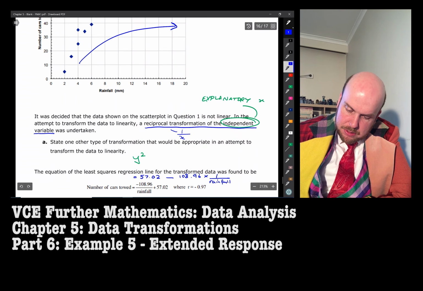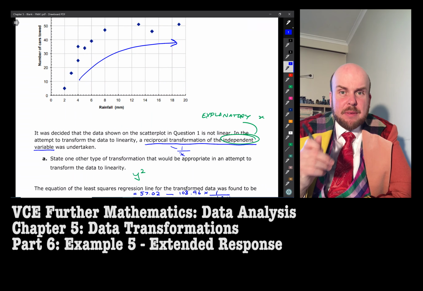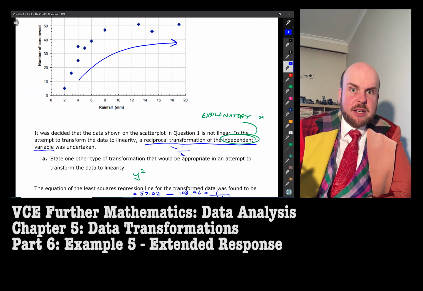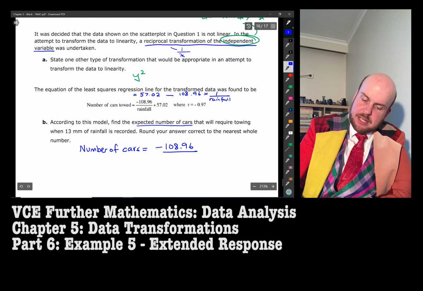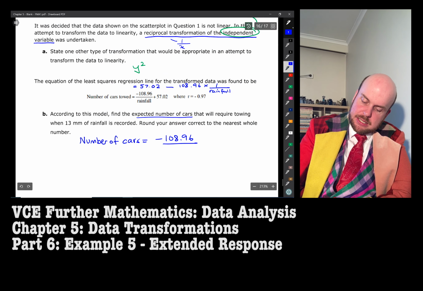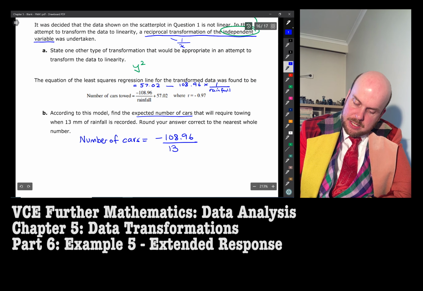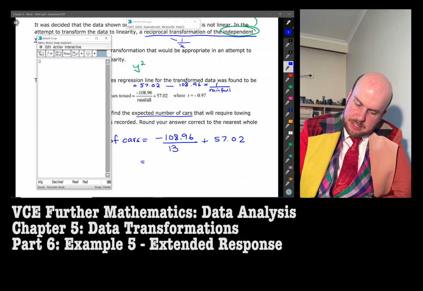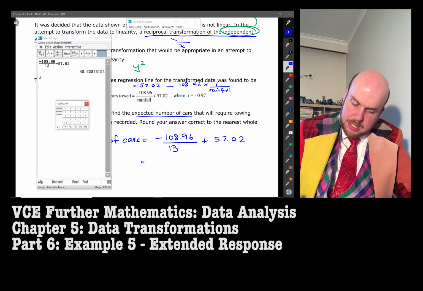Now we need to make sure. Oh, thank goodness. I panic about units, whether or not they're going to be annoying and change the units on you. But yes, it does say millimeters here, it does say millimeters there. So 13 plus 57.02. So we can plop that into our CAS calculator like so.